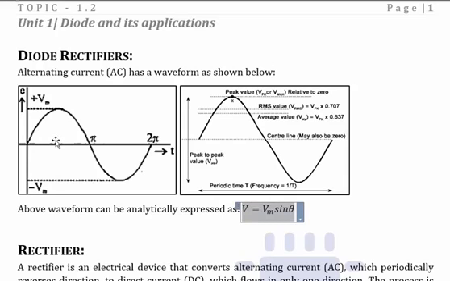This is the maximum peak Vm, and from 0 to 2 pi it is a complete cycle, and the time required to complete the cycle is capital T, and the inverse of this T is the frequency.